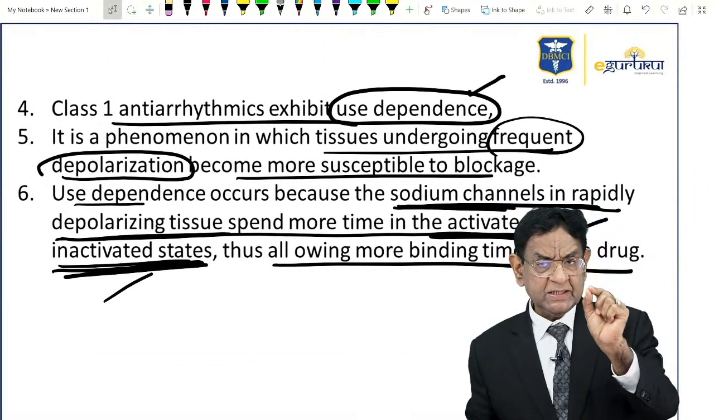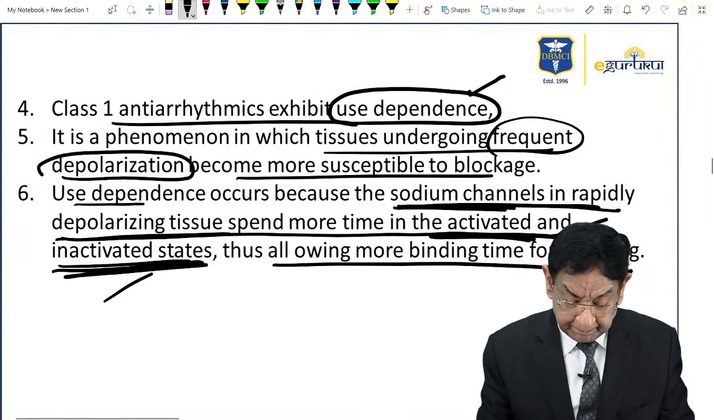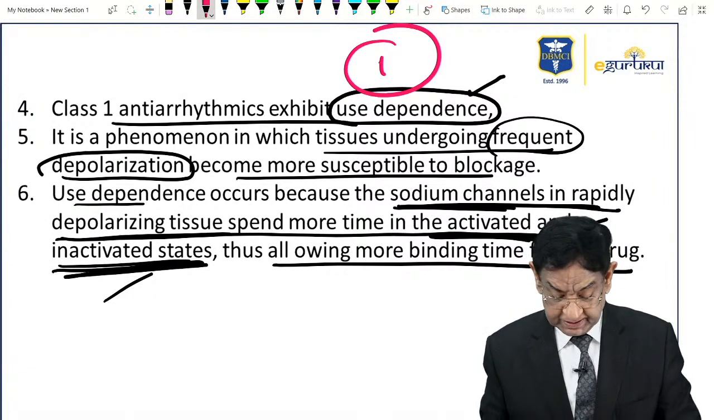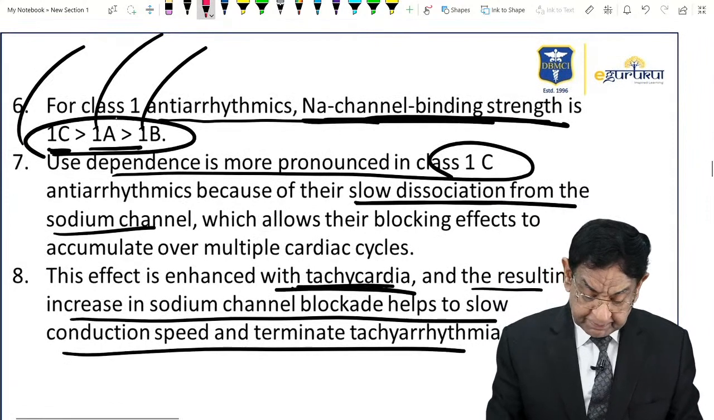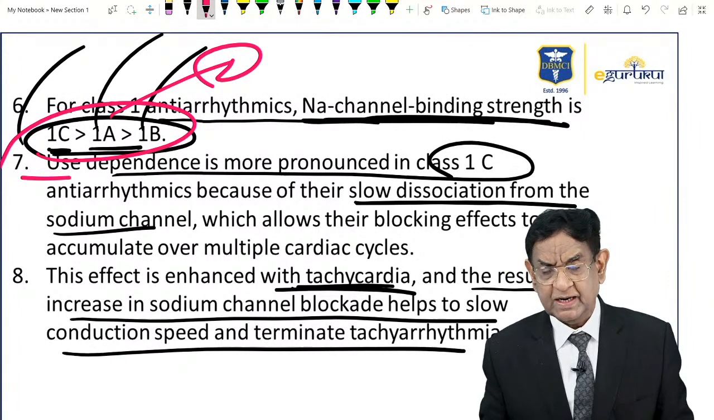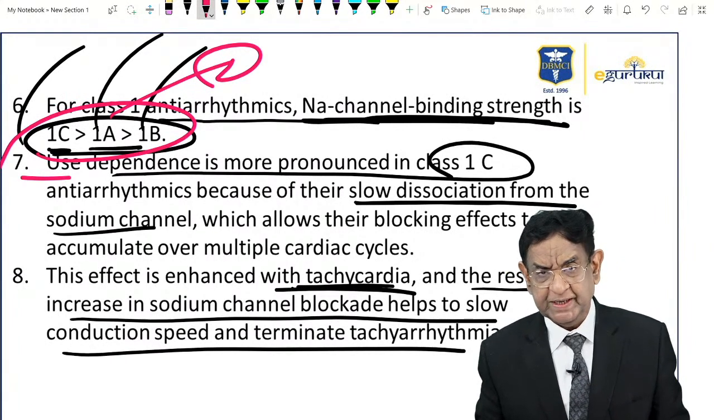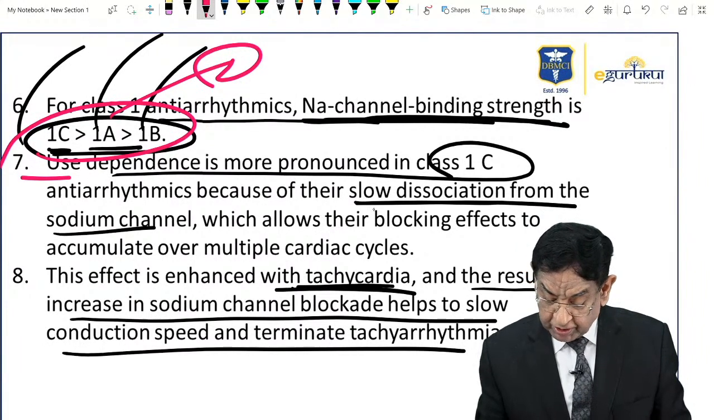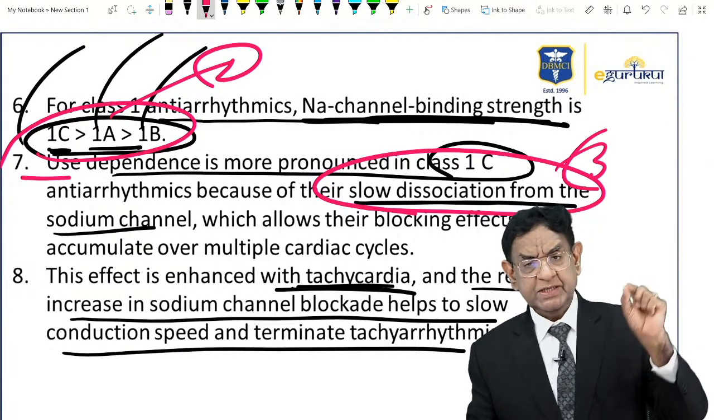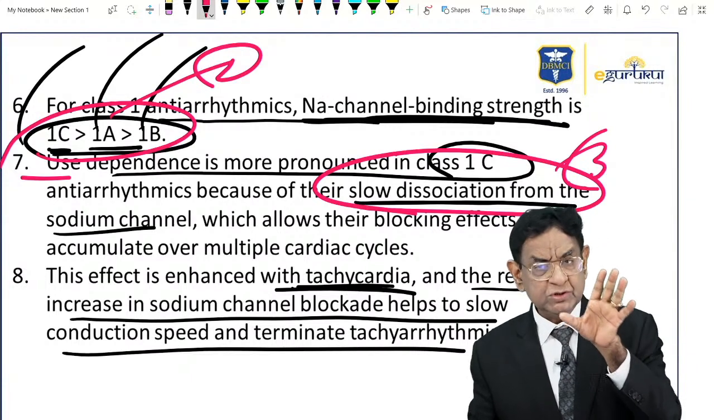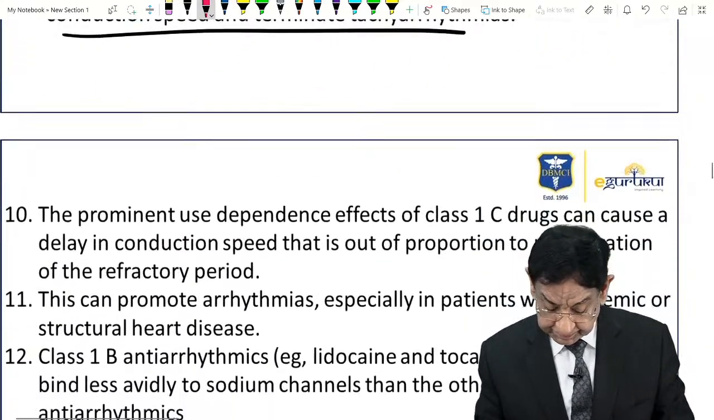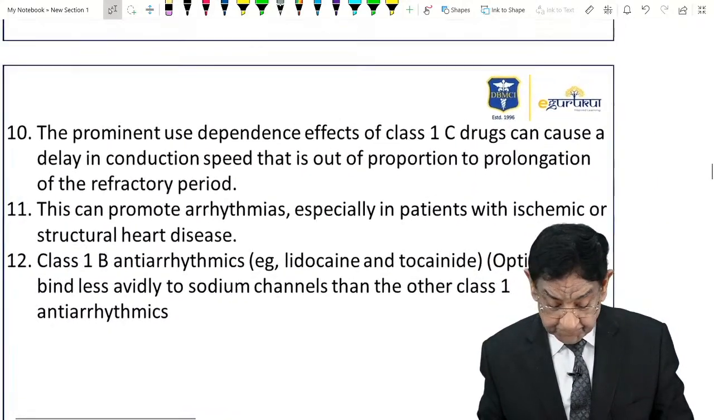Point number 1, class 1 drugs have a use dependence. Number 2, the second point, class 1C is the most powerful, more powerful than class 1A, which is more powerful than class 1B. All because of slow dissociation. This is point 3. Class 1C goes and doesn't go away. They have a slow dissociation. That's why they have a longer action. Okay.